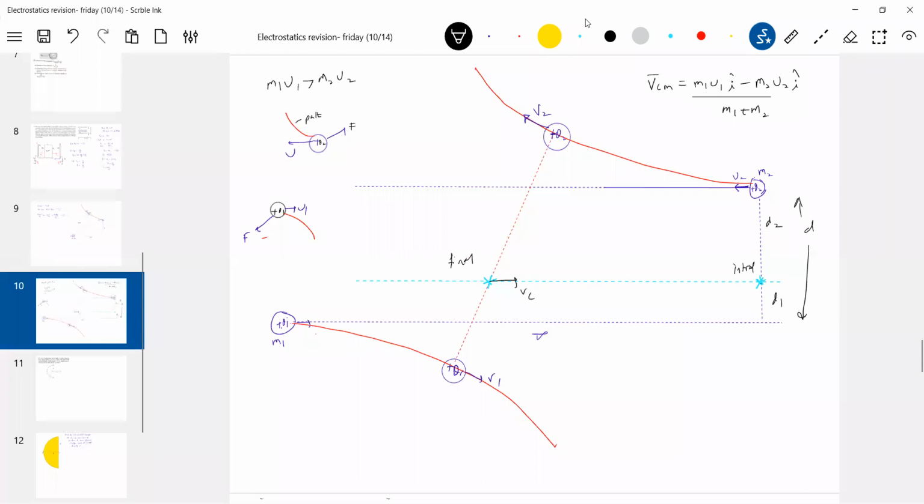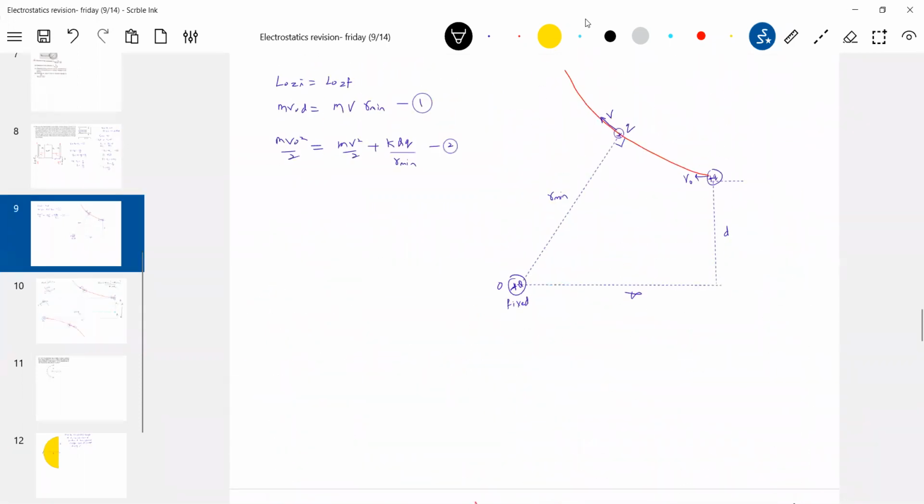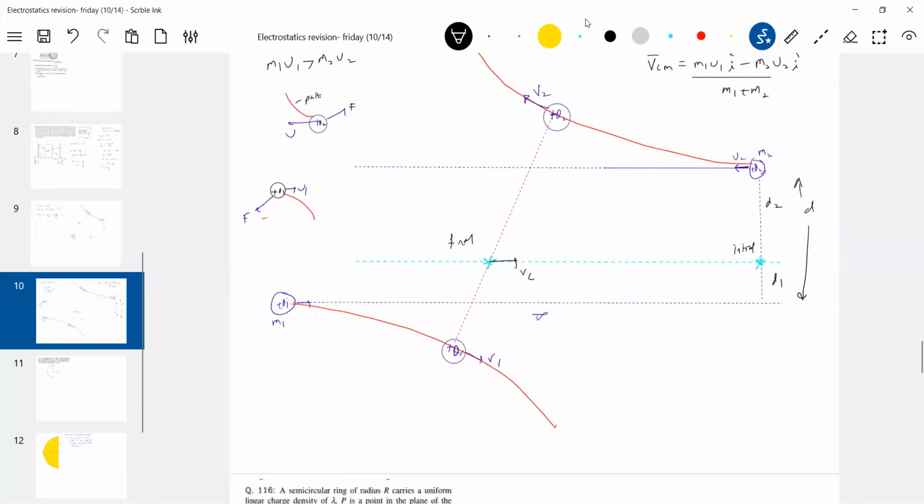Okay, now what are the equations we can write? Previously, it was about a fixed point. Now the point itself is moving. Shall we apply about the center of mass? We should apply. So this distance, let it be R1, R2. Let this be R1. That R1 plus R2 is what? Minimum.